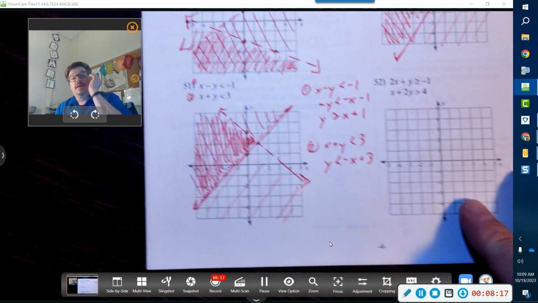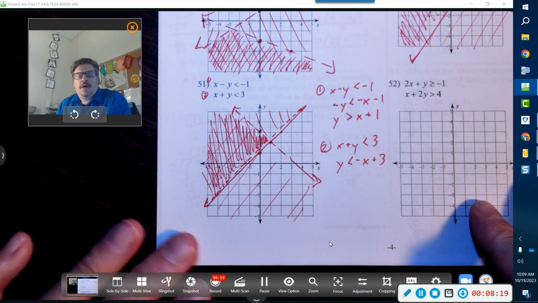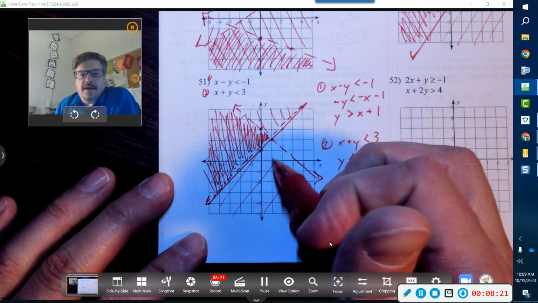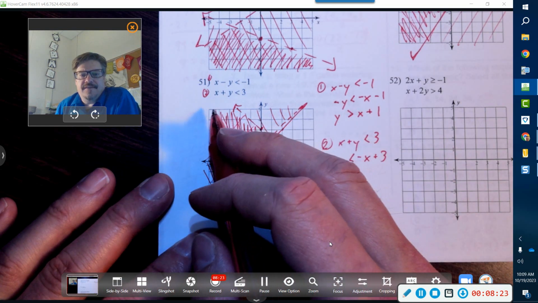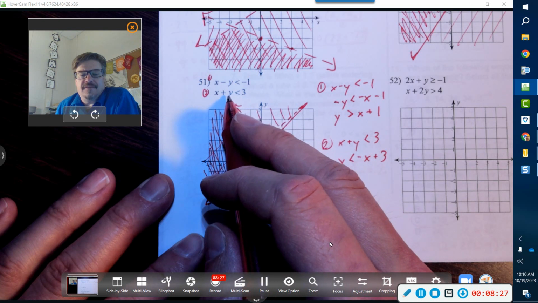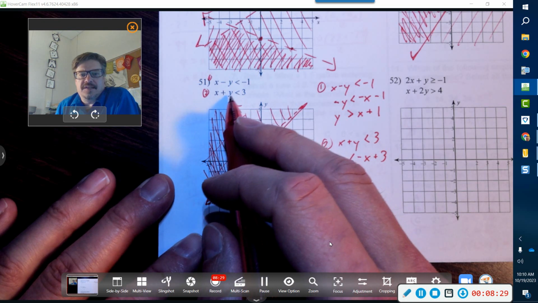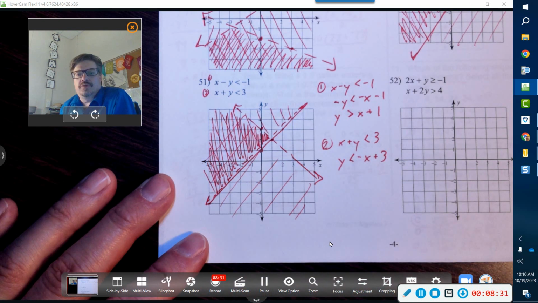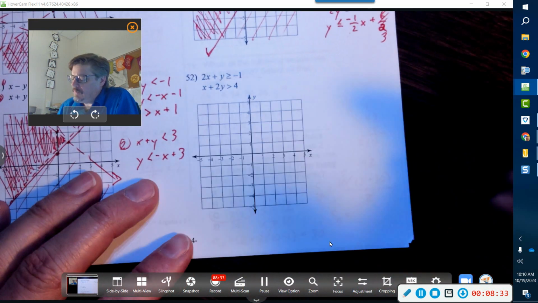All right. Now you could even pick a point, 5, negative 5. When x is 5 and y is negative 5, that's 0. Is 0 less than 3? That's true. You can always test it.